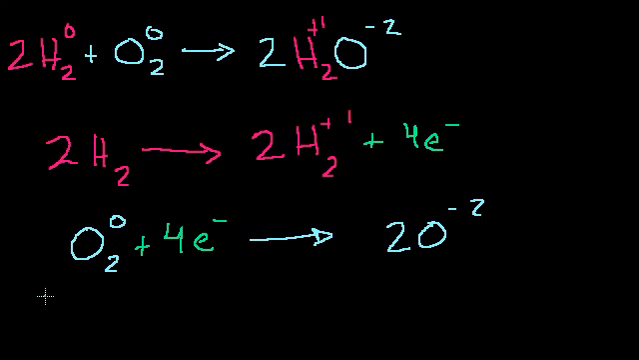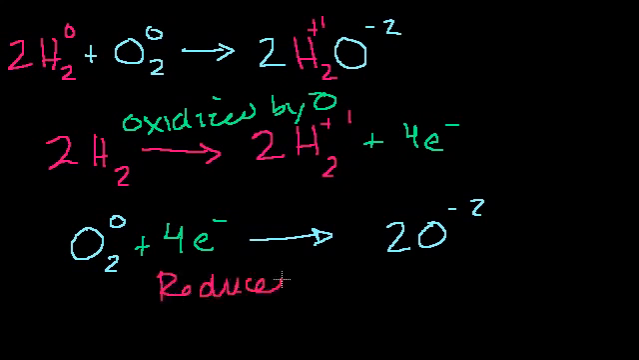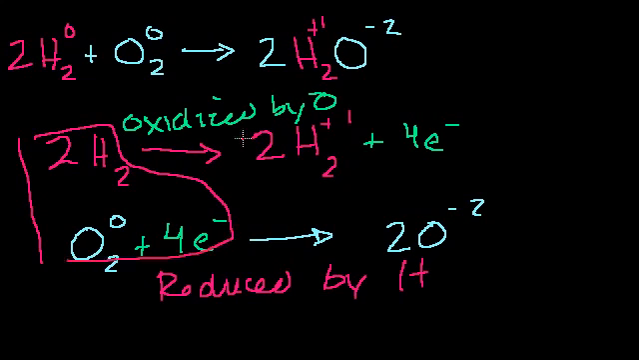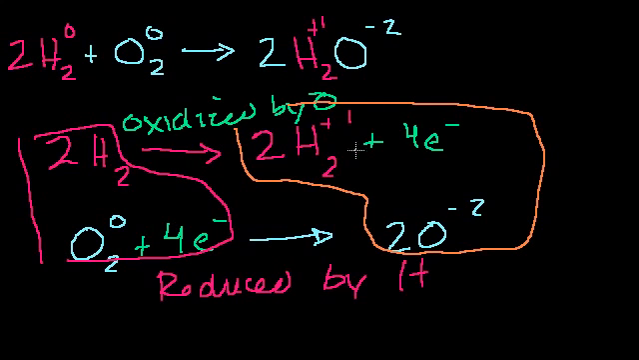So what was oxidized? Oxidized means that electrons were taken away from you. The hydrogen was oxidized by oxygen. What was reduced? The oxygen was reduced by the hydrogen. And if you actually add these two reactions up, if you make this the left-hand side of your equation, and you make this the right-hand side of your equation, you could say, OK, let me remove the electrons from both sides, and you'll end up with your original reaction.